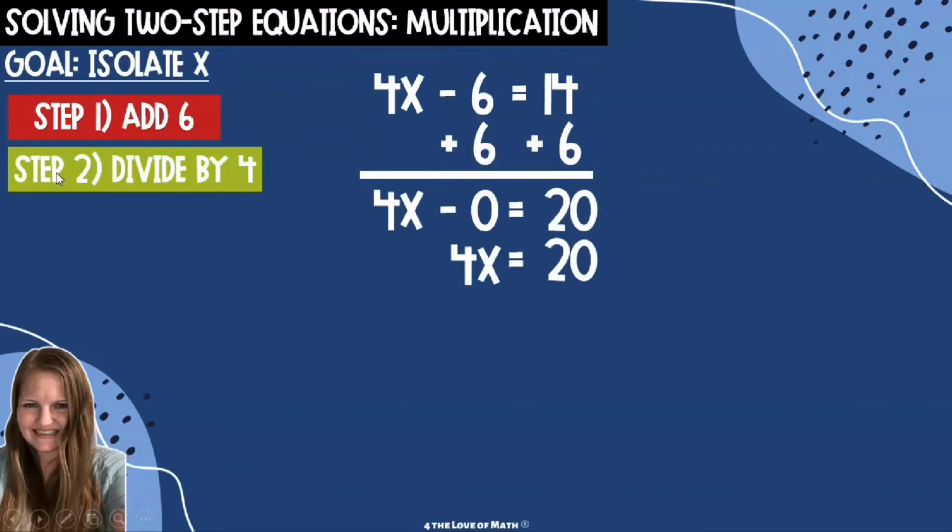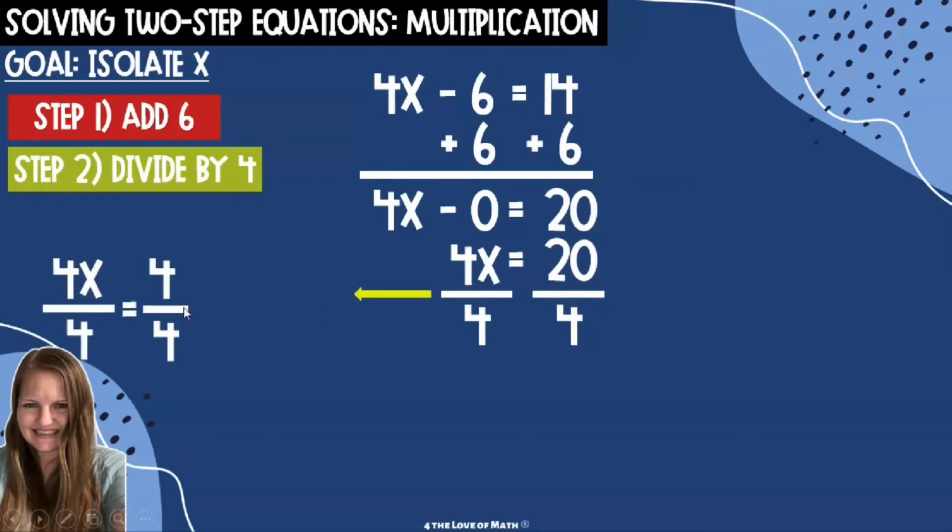Our next step is going to be to divide by 4. We have to divide the left side and the right side both by 4. So 4x over 4 is the same as 4 over 4 times x. Well, we know 4 divided by 4 is going to give us 1 times x is going to give us 1x. So this left side is going to reduce to x.